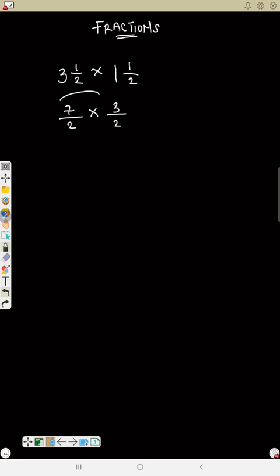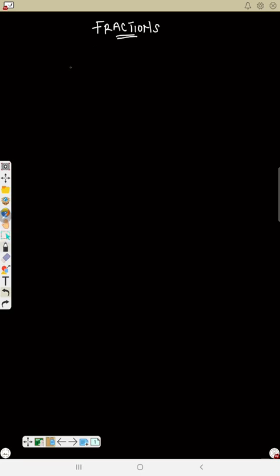Instead, you multiply the up one with the up one, the down one with the down one. So we are going to get what? 7 times 3, that is 21, divided by 2 times 2, that is 4. How many 4s can you see in 21? 4 times 5 is 20. That is 5 whole number 1 over 4. That means in multiplication and division, you don't find the LCM. Take notes.